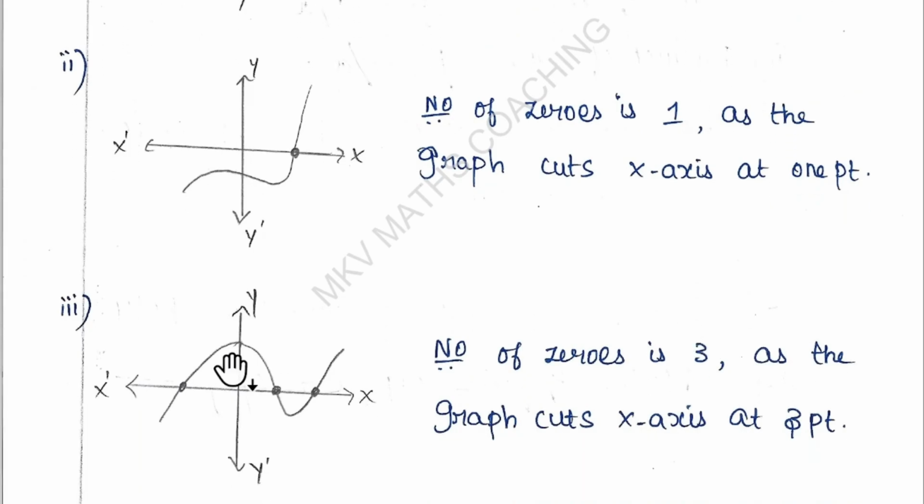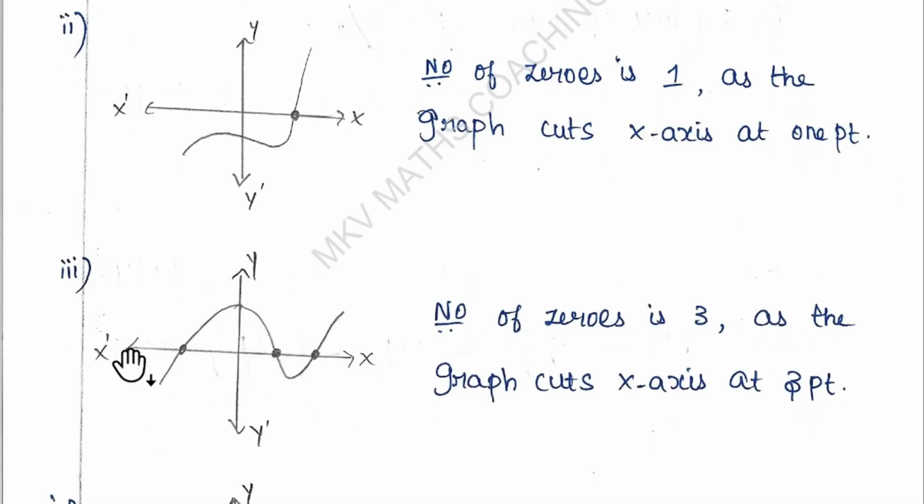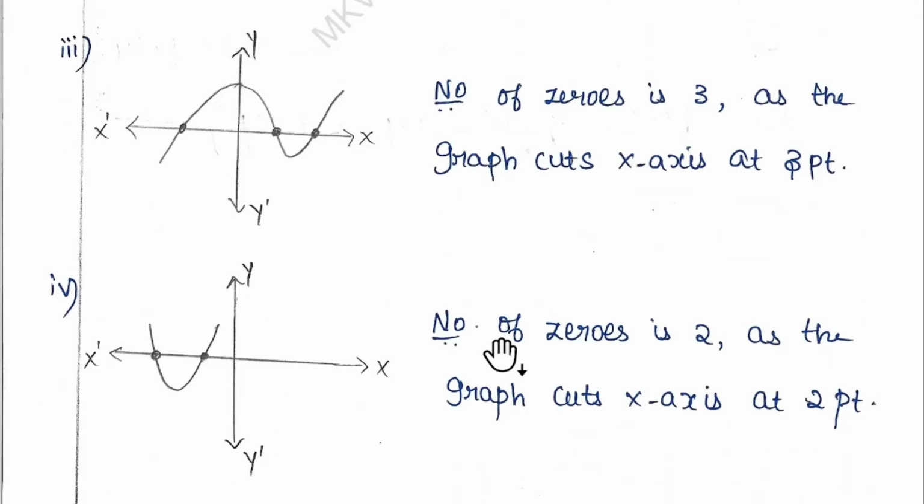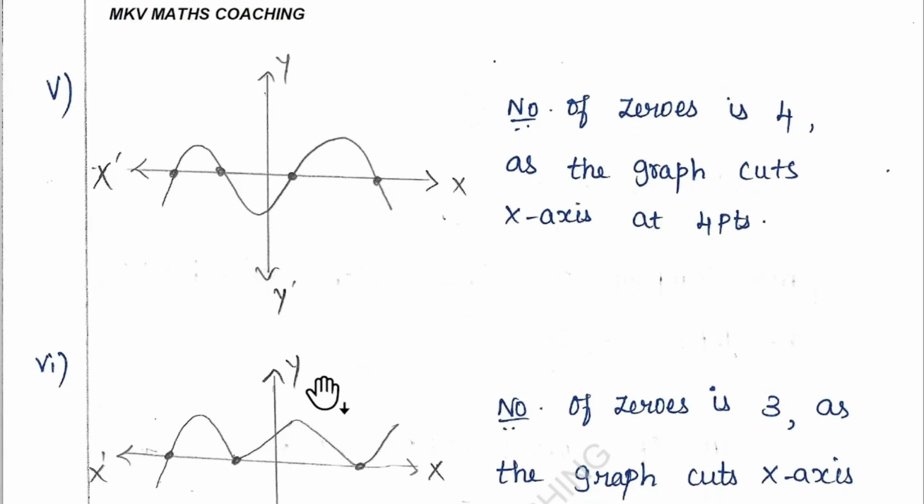because the graph cuts the x-axis at only one point. In the third graph the number of zeros will be 3, as the graph cuts the x-axis at 3 points, right? In the fourth graph, 2 points, so the number of zeros will be 2. In the fifth question, you can answer by yourself: 1, 2, 3, 4. The graph cuts the x-axis at 4 points, so the number of zeros is 4.